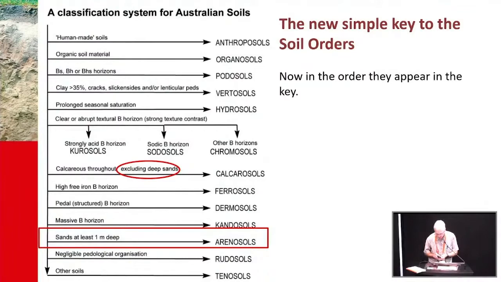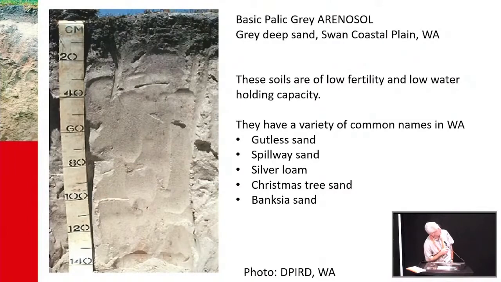Here are sands from Western Australia. This is a very well understood sand. It had a lot of common names. One interesting name is gutless sand, spillway sand, silver loam. I think that's a bit of a Christmas tree sand, because the Christmas tree grows on these sandy soils, and banksias. But you can see at the top there, 1.4 metres, it's got a bit of organic matter on the surface, but basically it's just a deep sand.